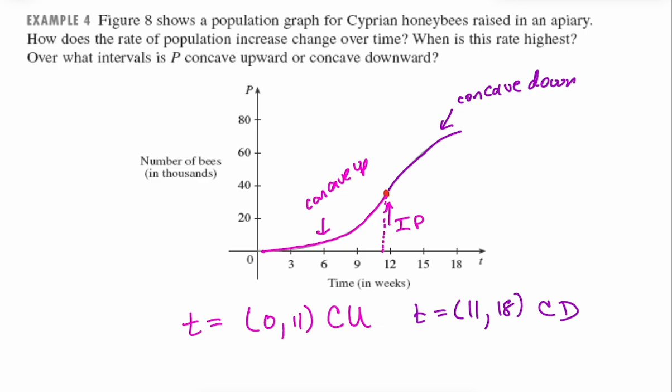When was the rate the highest? We just have to look at the slope of the tangents. You can see that they get super high right before that inflection point. So that inflection point technically has what's called a vertical tangent line, and that's what indicates that we see that switch over. Okay.